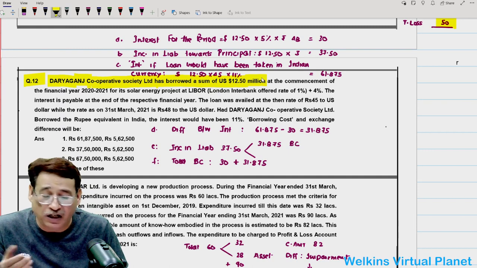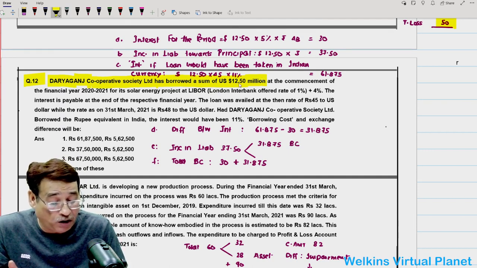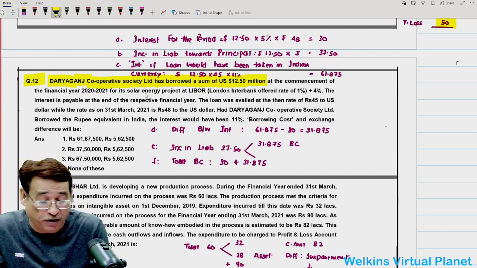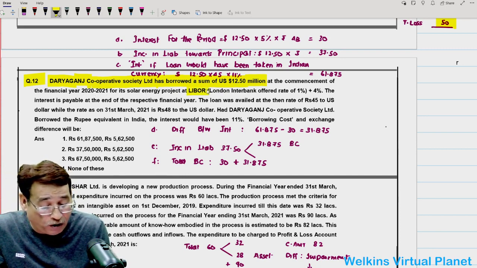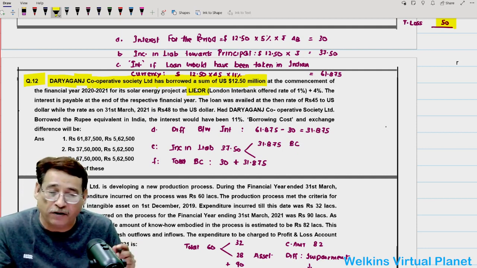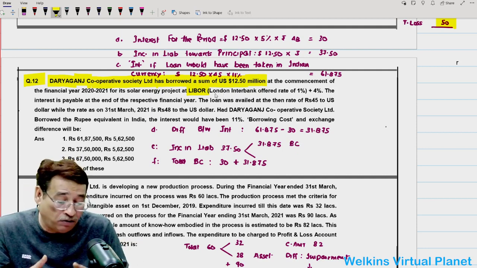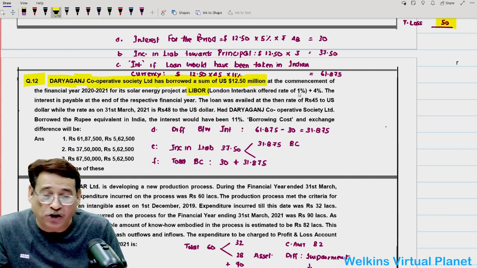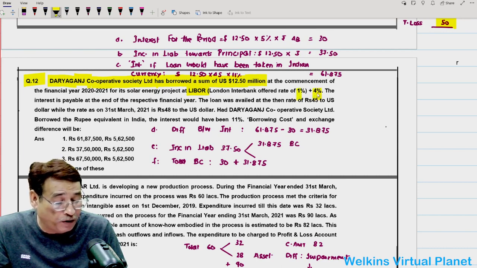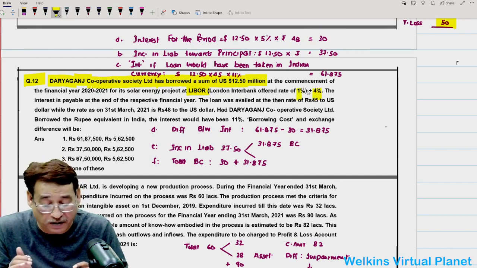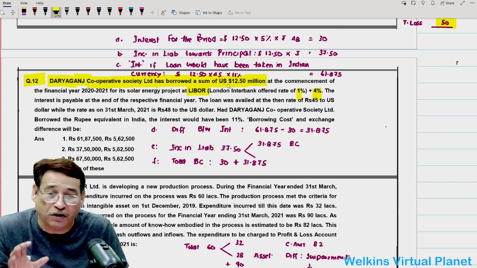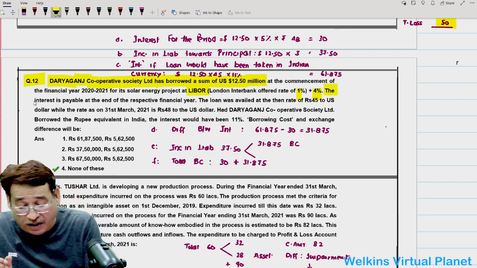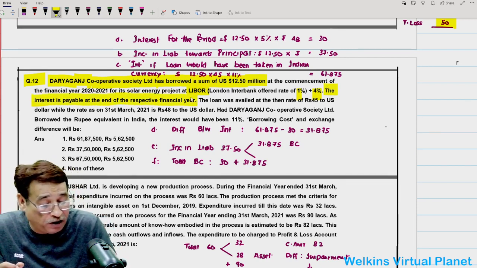Correct? 1 million is equal to 10 lakh, if I'm not wrong. So US dollar 12.50 million at the commencement of the financial year 2020-21 for its solar energy project at LIBOR. LIBOR means London Interbank Offered Rate, also known as the London Interbank rate. It is considered a benchmark rate, that is 1% plus 4%. That means total interest is equal to 5%. So they have taken this loan at an interest rate of 5%. You need to understand this first of all. Second point is that the interest is payable at the end of the respective financial year.